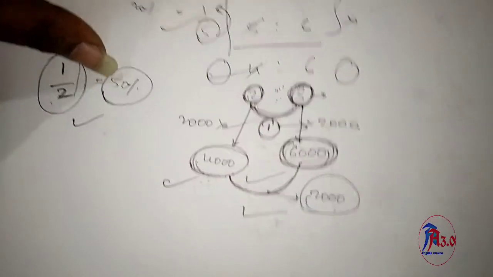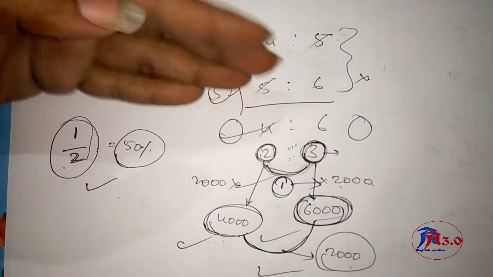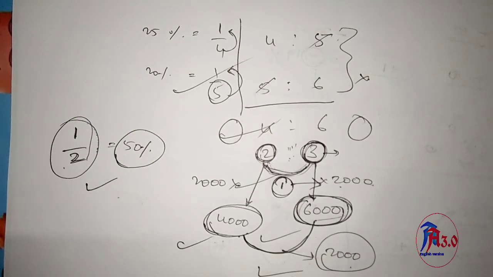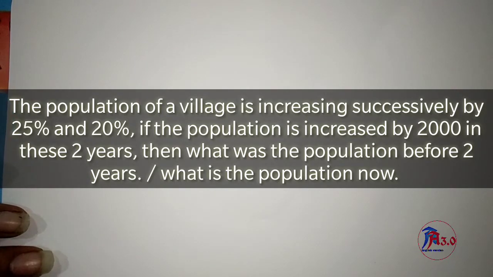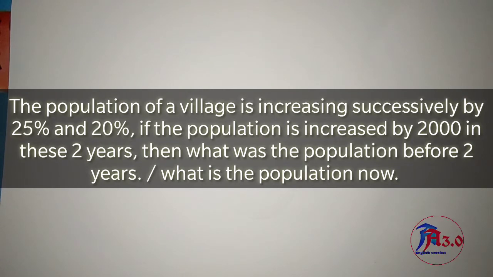For every twisted question, the ratio method is the perfect method to find all types of answers. So here I have taken another question, which I have twisted myself. The population of a village is increasing successively by 25 percentage and 20 percentage, and the population is increased by 2,000 in these 2 years. In the previous question I gave you the value of 6,000 after 2 years, but now I gave you the value of the increased population in 2 years. Then what was the population before 2 years? Maybe he can ask this. If not, he can ask what the population is now.